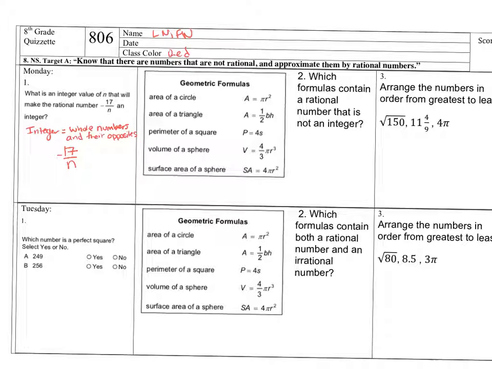And so the only possible solution is 17. So 17 or negative 17, I guess. But we're just going to put 17. If we put 17 underneath, that is negative 1. So n must equal 17 or negative 17.